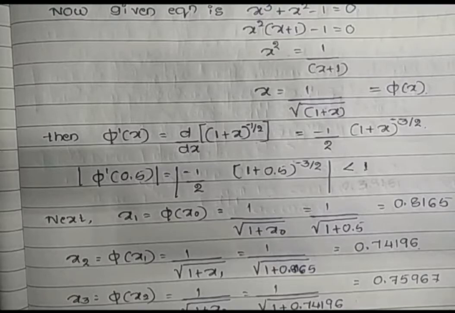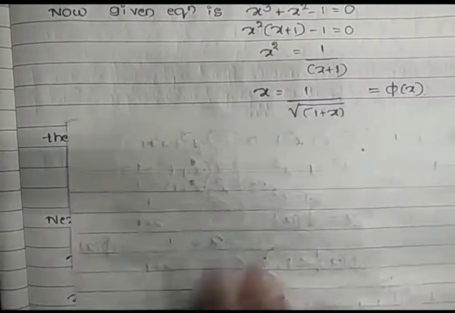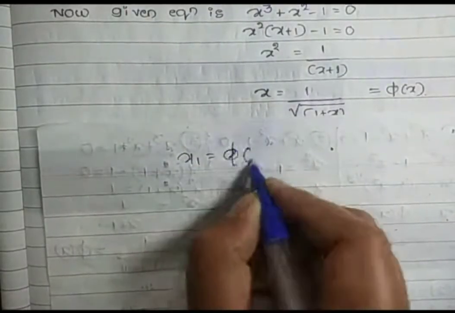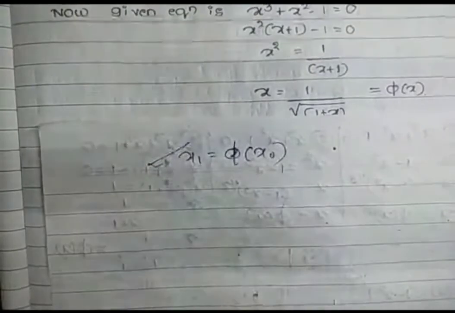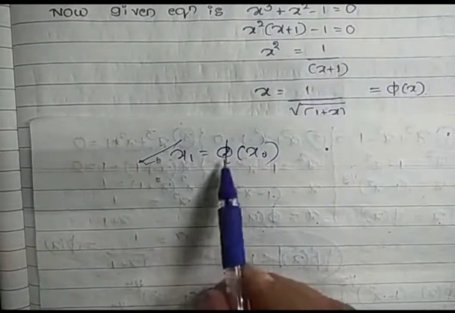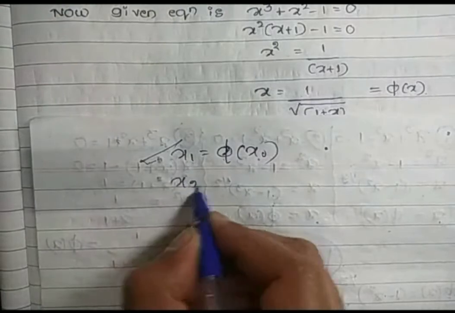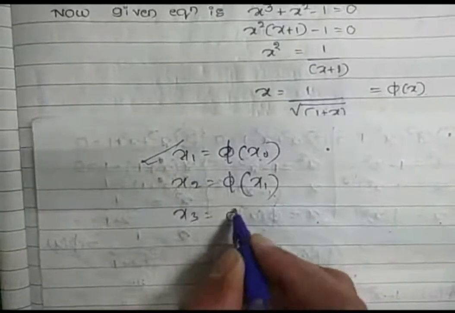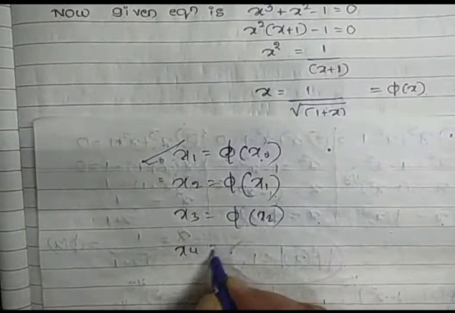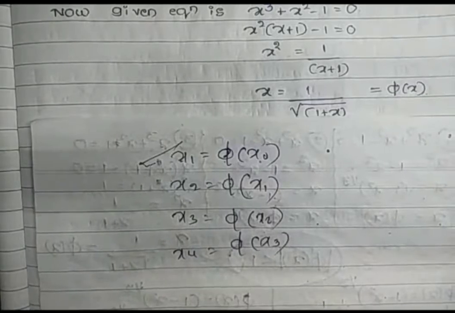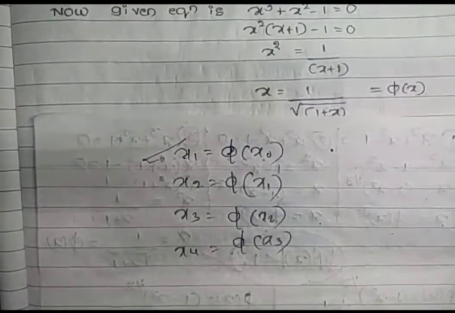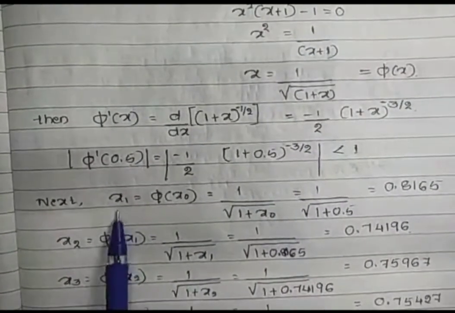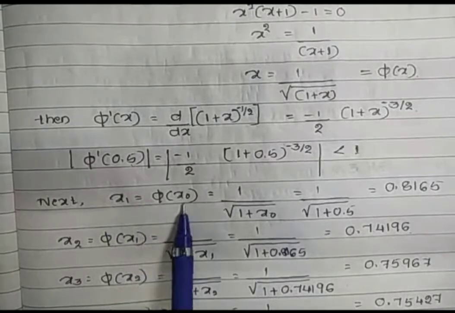Now, what does further simplification mean? First, we have to consider x1 is equal to phi of x naught, to calculate the first approximate root, that is x1. Then next, x2 will be phi of the previous result x1. Then x3 is phi of x2. x4 is phi of the previous result, that is x3, and so on it continues. So consider here the first approximation, that is x1. x1 is equal to phi of x naught.